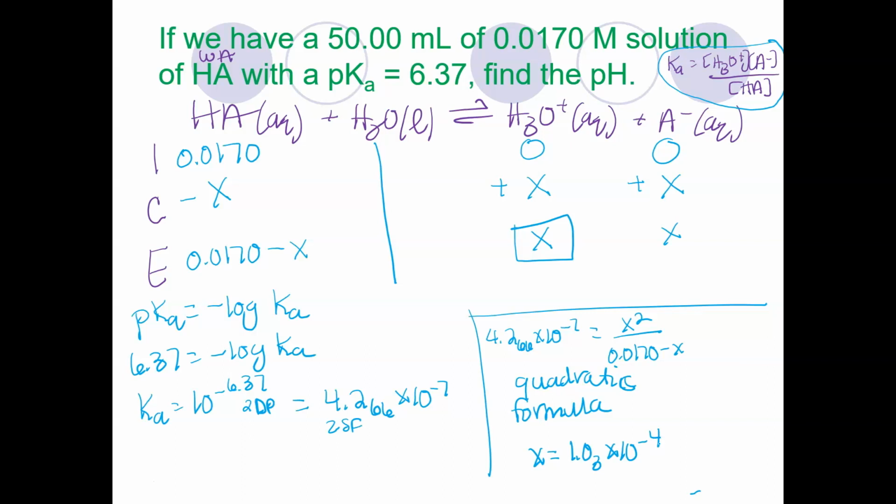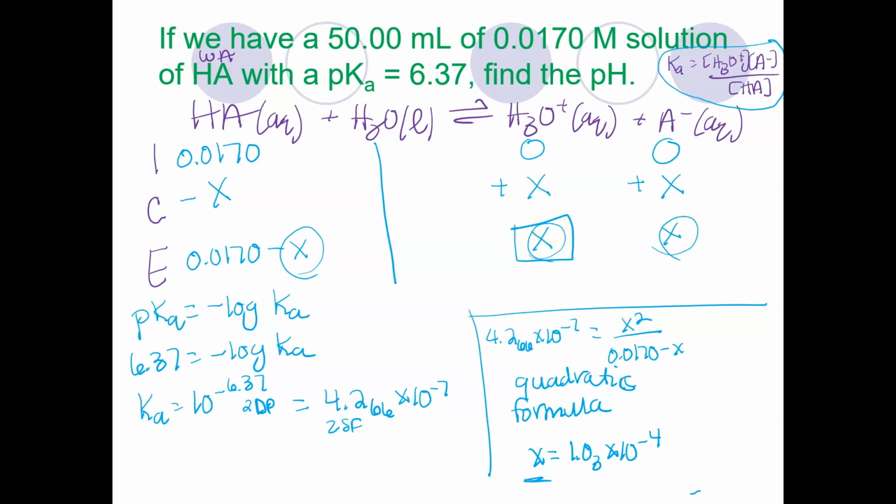Okay. So I cross-multiplied, I distributed, I got everything on the same side. I did negative b plus or minus square root of b squared minus 4ac all over 2a. I did all that, and then x is what I got here. So I have x. I can go back and put that into my ice table. And I could plug it in right here, and right here, and right here. Well, to solve the question, all I super care about is that H3O plus is equal to x.